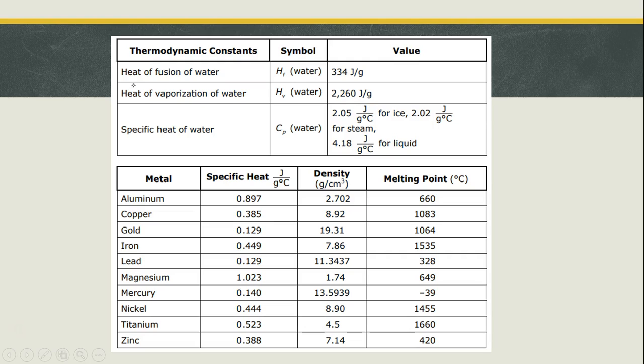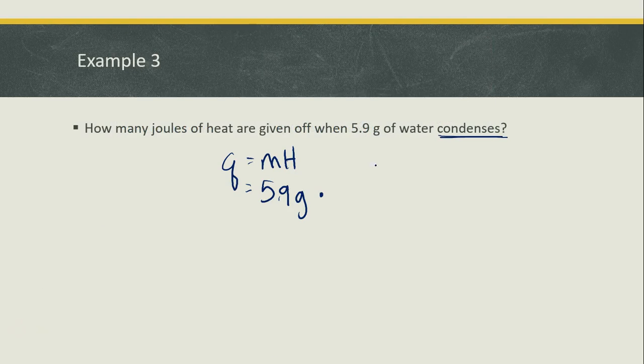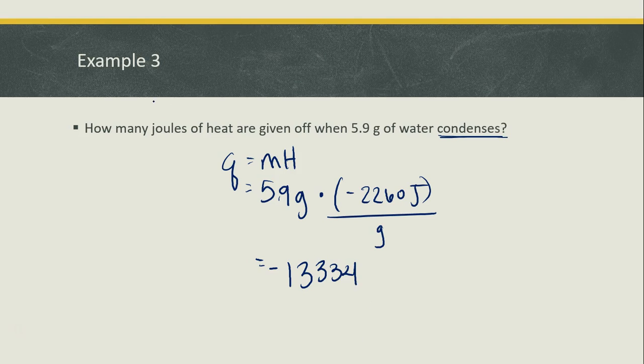So you're going to have to know that it's the opposite of this one, which means that we're going to do negative 2,260. So this is negative 2,260 joules per gram. And we're going to come up with another negative answer, which is fine. We have negative 13,334. Now, it does say how many joules.